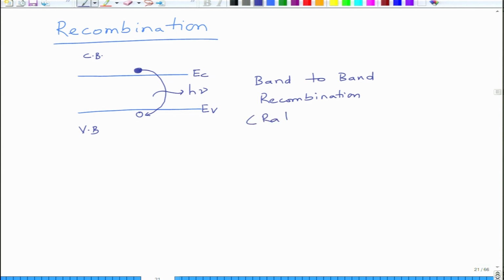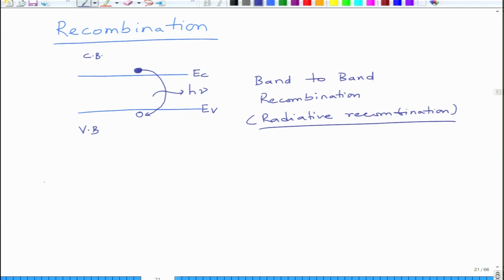So it has emission of radiation of energy h nu, corresponding to the energy which is released.